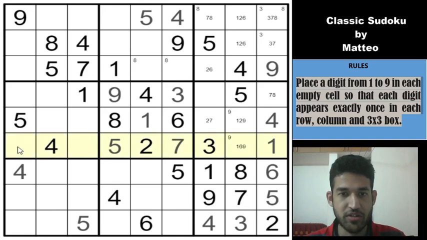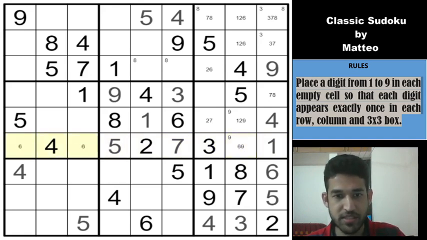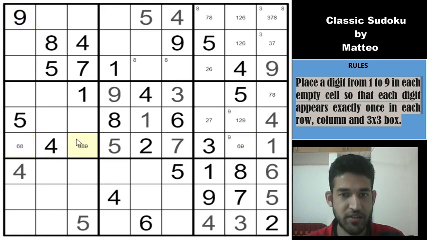So let us look at row 6, which is almost filled. 2, 3, 5, 7, 1 and 4. So remaining must be 6, 8 and 9. 1 can be removed from here. And these two cells must be 6, 8, 9. A 9 here removes the 9 from this cell. And this cell will be 6, 8 and 9. So I'll remove the 1 pencil mark from here. This is 2 or 9.